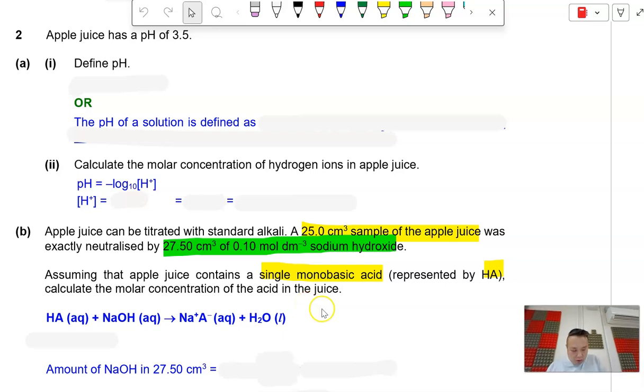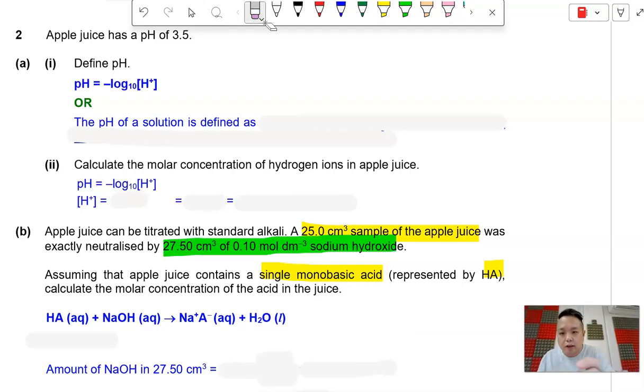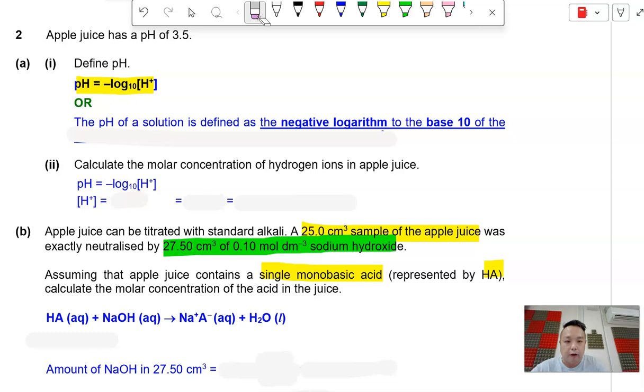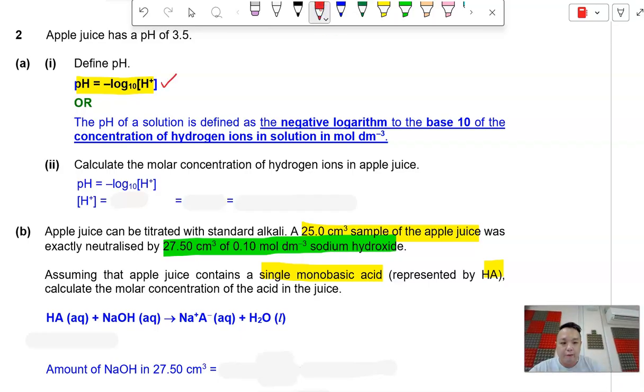Okay, looking at question 2 of the acid-base equilibrium tutorial, we are supposed to define pH. So pH is simply negative log base 10 of the H+ concentration. You can use a formula to represent the definition of pH, or you can follow the definition in your lecture notes, where pH is defined as the negative logarithm to the base 10 of the concentration of H+ ions in solution in mole per dm cube. This will be my preferred definition because it's easy and non-ambiguous.